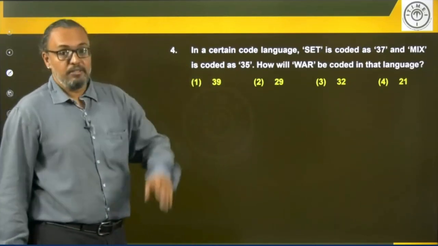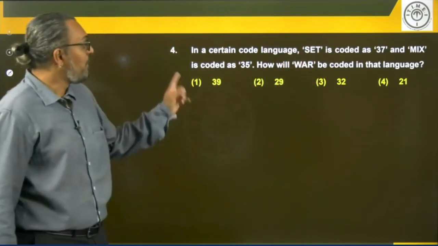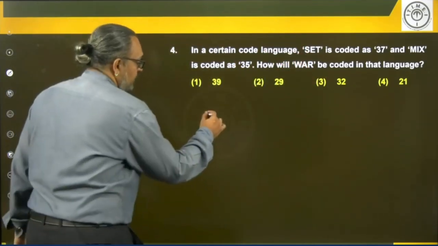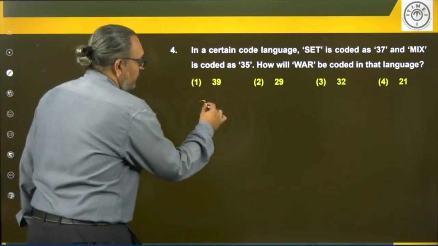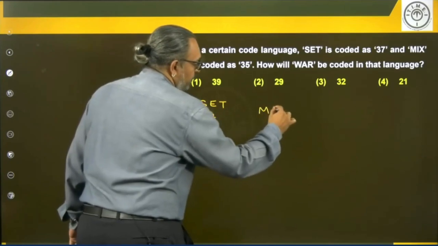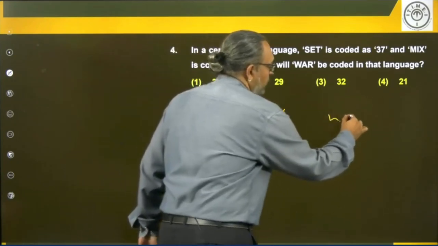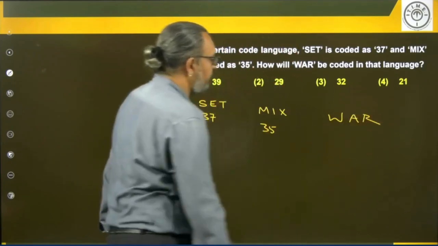Then, now look at this. In a certain code language, SET is coded as 37, mix is coded as 35. Okay, let's write this. So we have the word SET is coded as 37 and mix is coded as 35. Now it's asking how will war be coded.